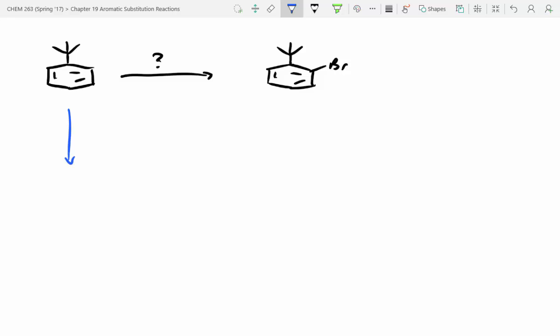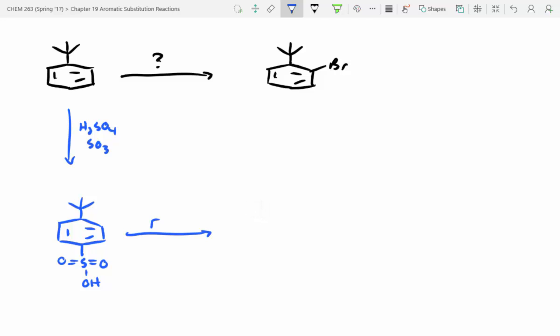How do we install a blocking group? Sulfonation, yeah. And we can do this using H2SO4, and then what was the dissolved gas in there? SO3, so fuming sulfuric acid. That will favor the para position simply due to sterics. Okay. And now we can go ahead and install our bromine because that para position is blocked. So we'll do Br2 and FeBr3, our iron tribromide.